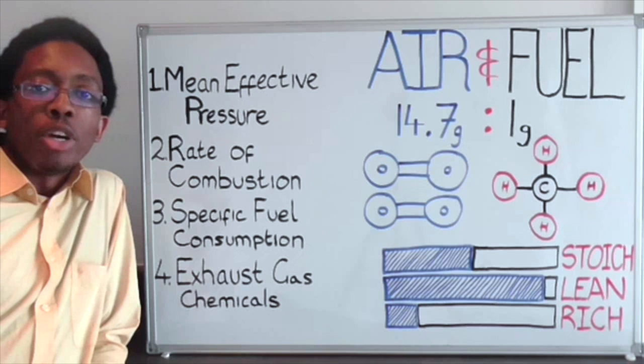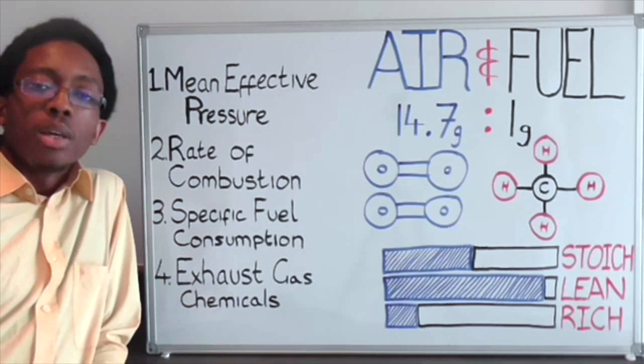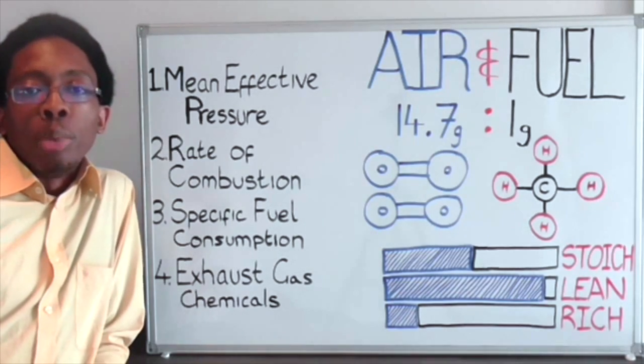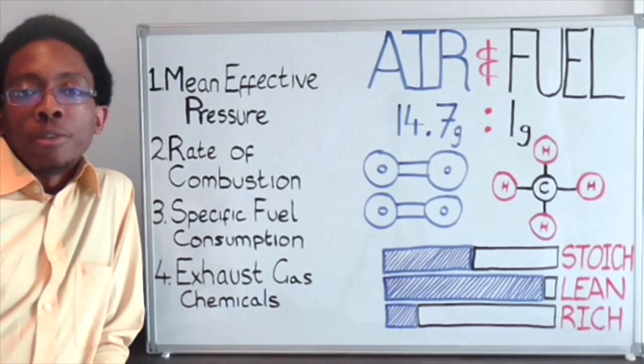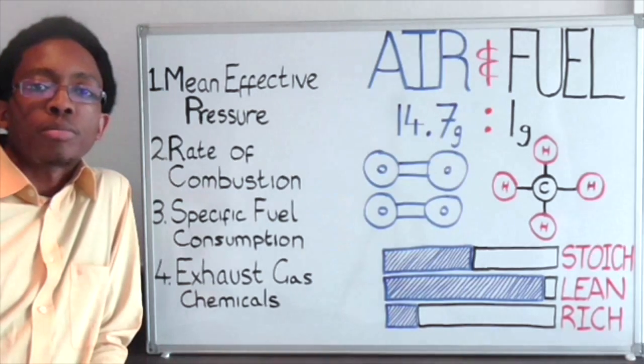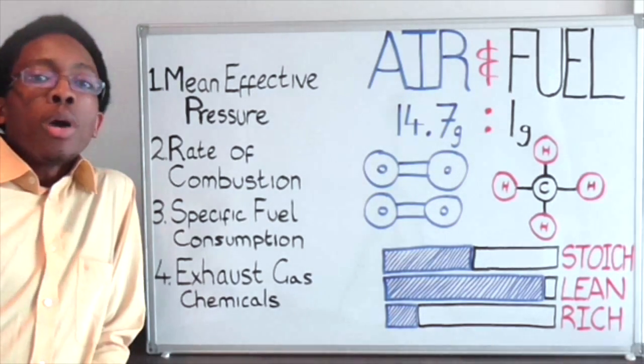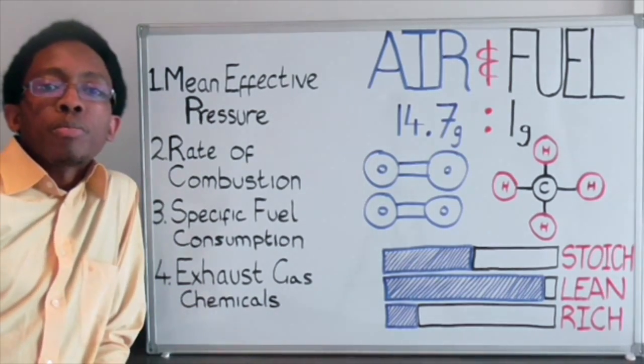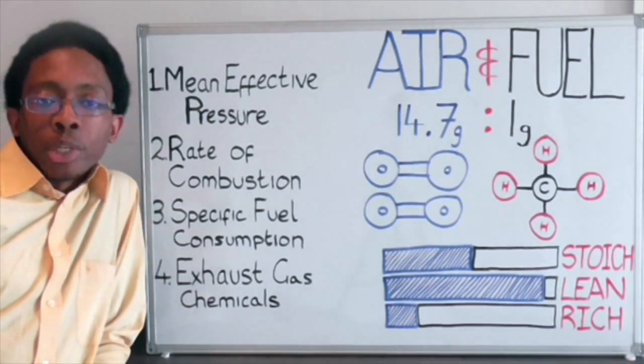Number 2, rate of combustion. The rate of combustion is how quickly the air and fuel mixture combusts, as well as how quickly the flame propagates throughout the cylinder. It is higher when we use a rich mixture of fuel, as opposed to when we use a lean mixture of fuel.